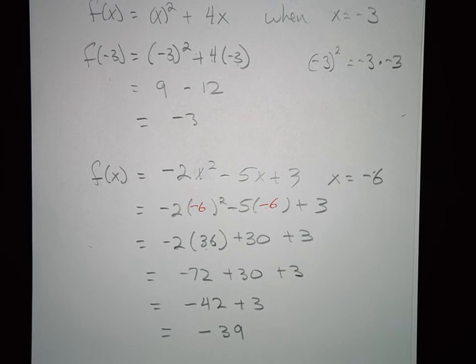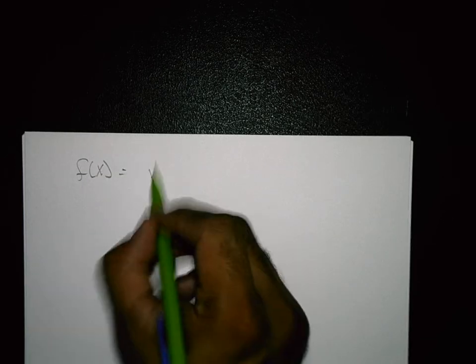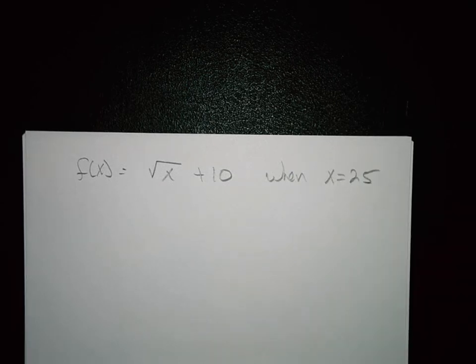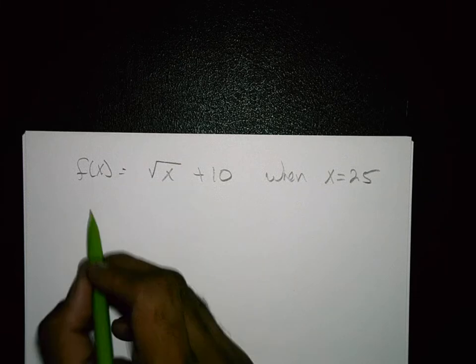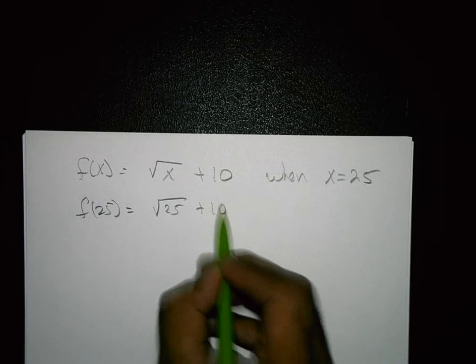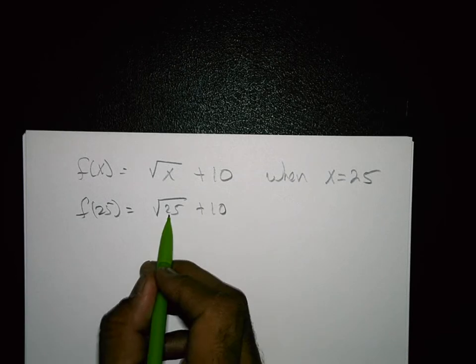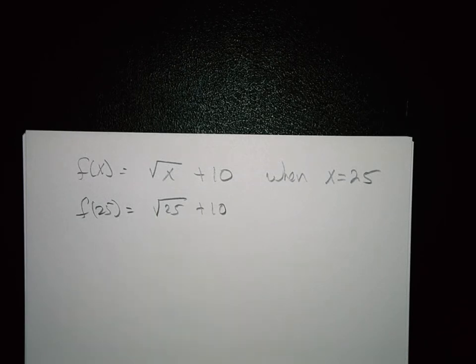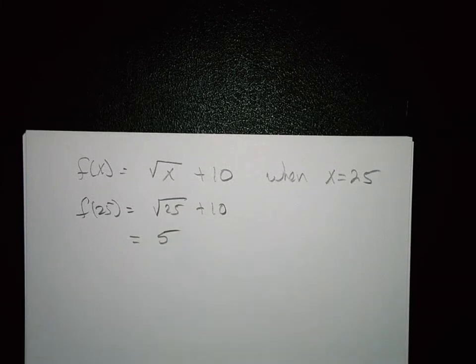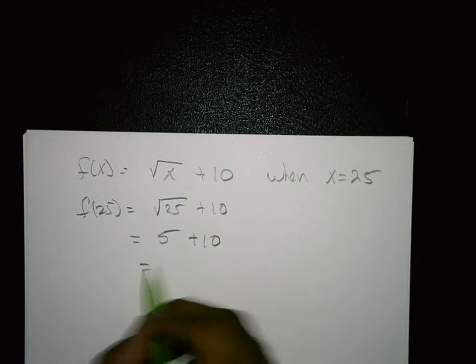Now, going the other direction with a function with a square root in it, you might see something like f of x equals the square root of x plus 10 when x equals 25. So now I'll put this in here, f of 25. What this is asking me is what number times the exact same number gets me to 25, and that's 5 times 5 gets me to 25, plus 10 equals 15.